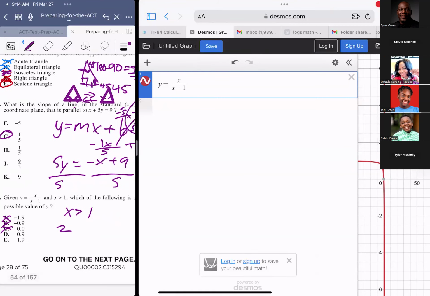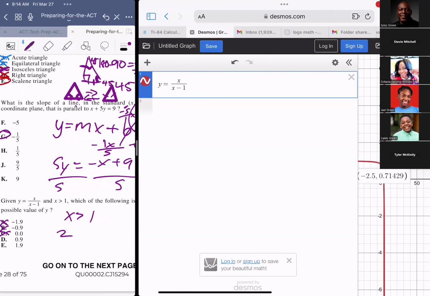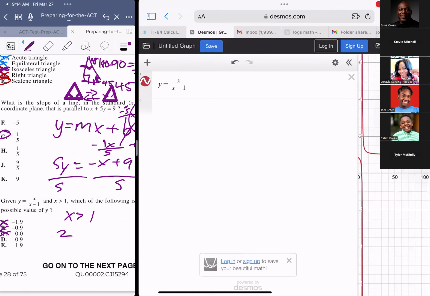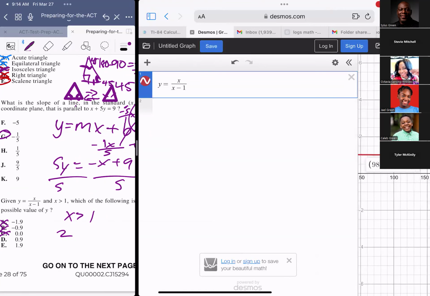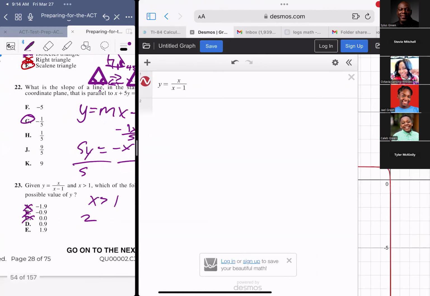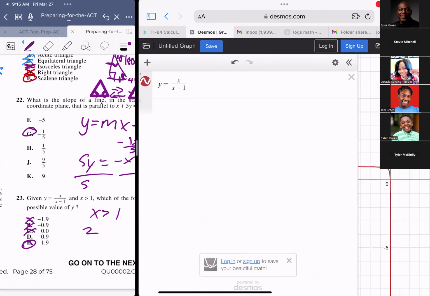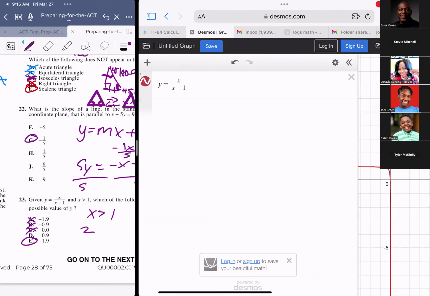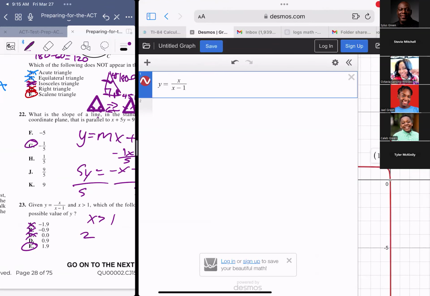What's a possible value? If x is greater than 1, then you have to use the right side. Yeah, you have to use the right side. So it's 1.9. Yeah, so that's how you would do that one. Just use Desmos. And then you would just have to know how to interpret the graph.